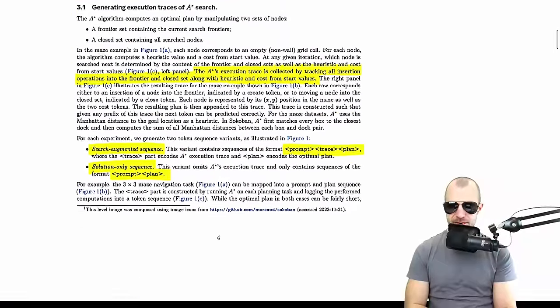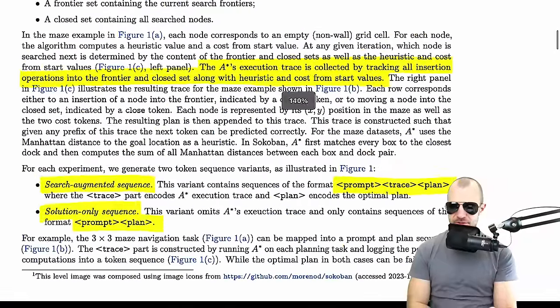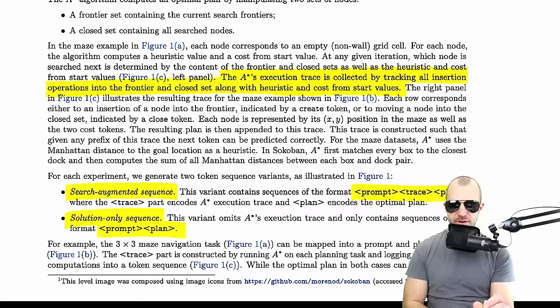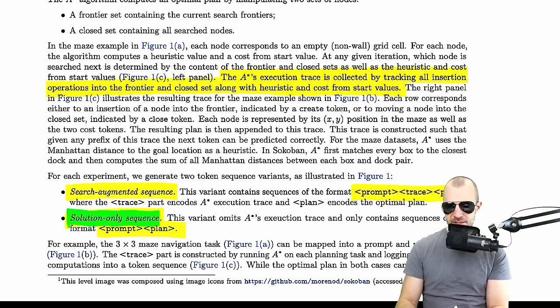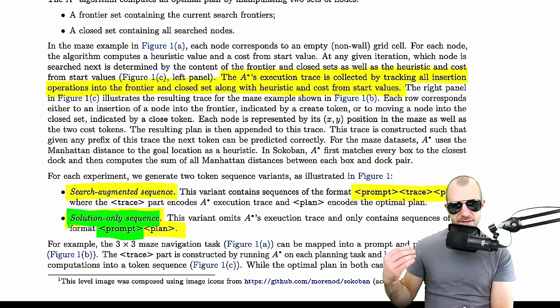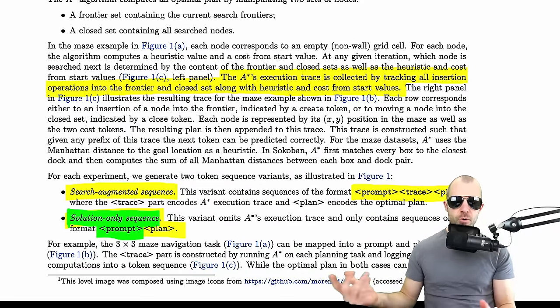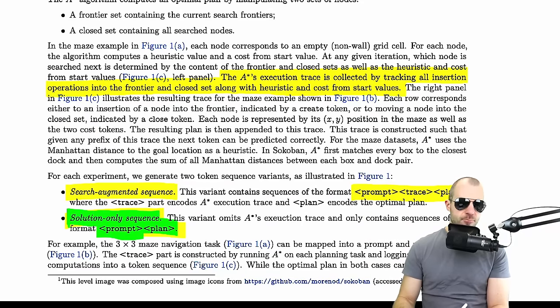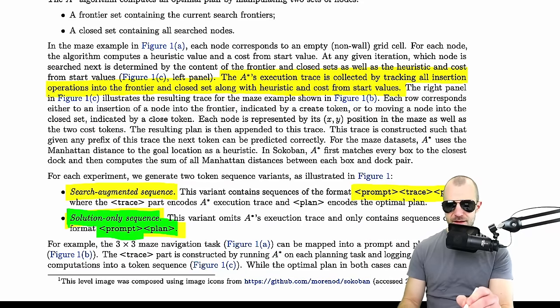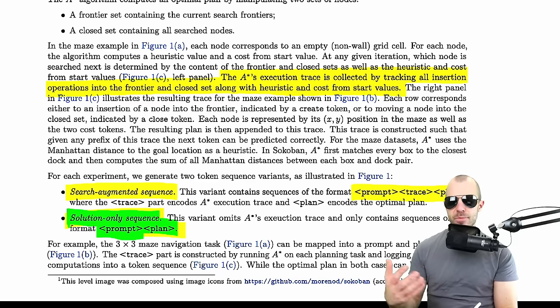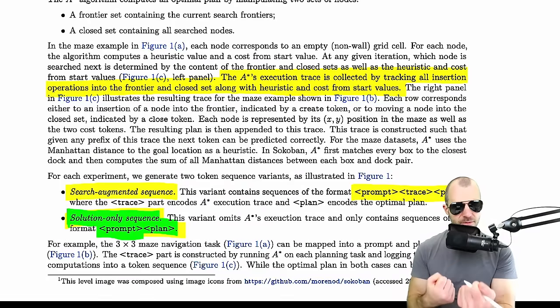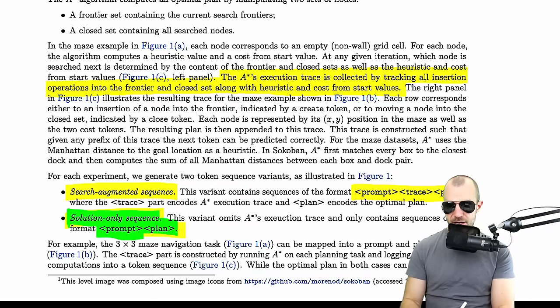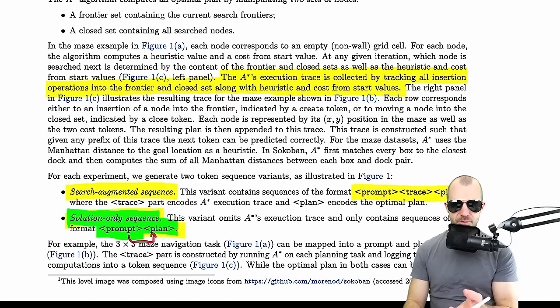So they will execute A star and then train two different models. One they call solution only sequence, and that literally is just the prompt, which is the input, how the world looks encoded in some tokens, and then the output, which is the plan. They produce that data set synthetically by creating different instances of problems, different mazes, different Sokoban puzzles, and then running A star in order to come up with an optimal plan. And then they just put the plan.